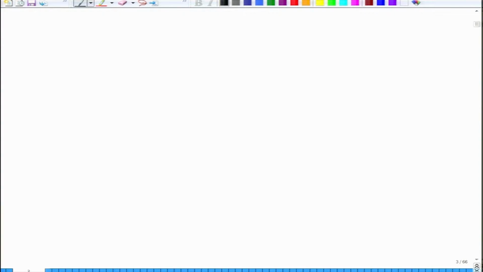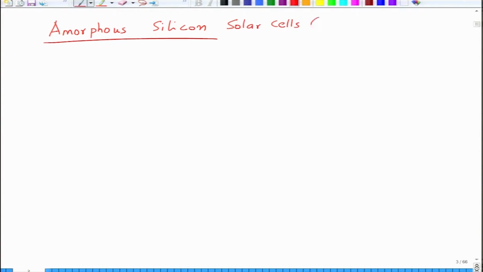We begin our discussion with amorphous silicon solar cells. Amorphous silicon is not a technology of the day, but it is important to see what it was when it was being used. So, we have amorphous silicon solar cells, which are basically thin film based.